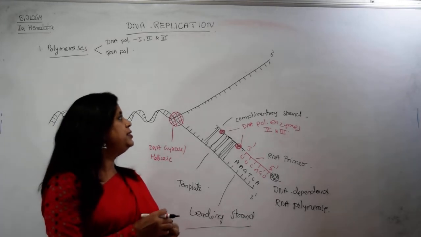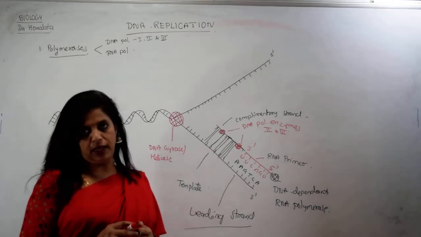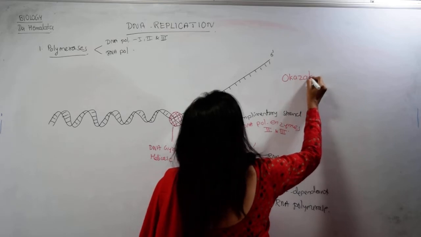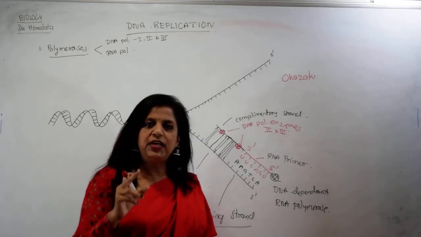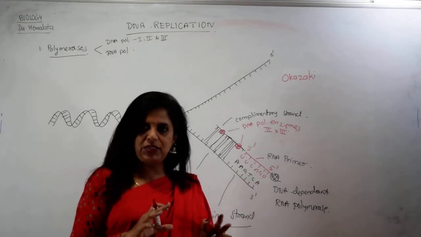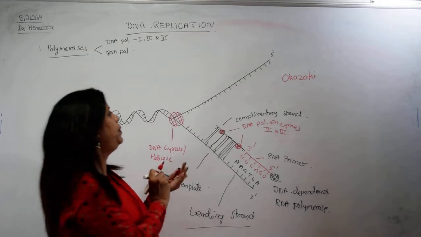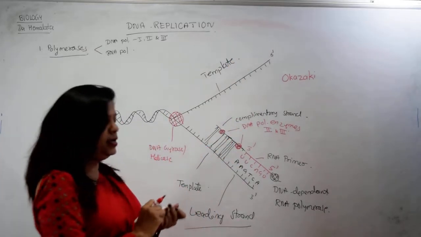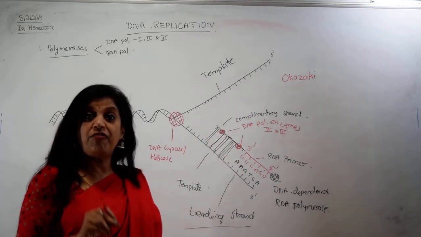This was analyzed later. There was a scientist, I am writing his name here, Okazaki, a Japanese scientist. He discovered that there are some single-stranded DNA fragments present in the nucleoplasm. If any of these single-stranded DNA is complementary to the template strand, this is the template strand, you already know, it will come and bind to this. These are called Okazaki fragments.